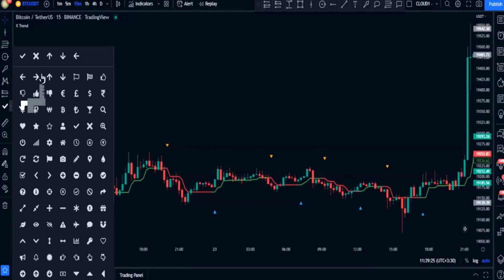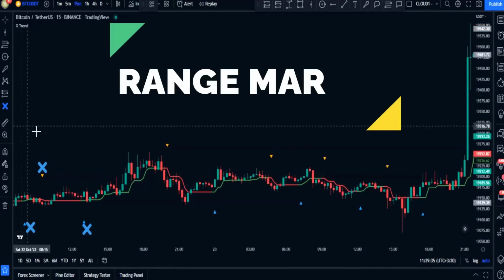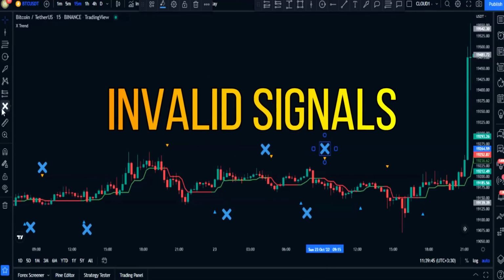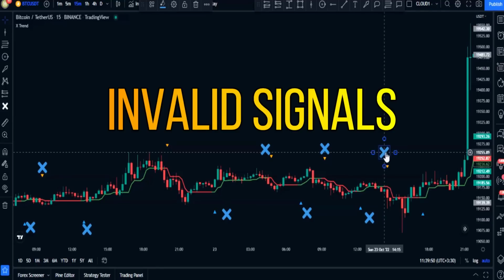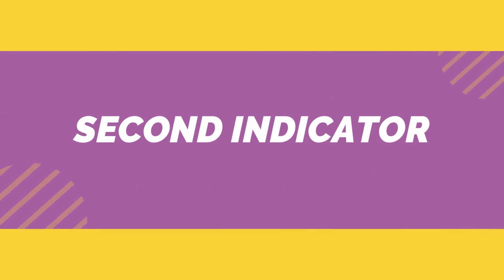This indicator is absolutely great, but just like most indicators, when the market is moving sideways, there are some fake signals. Look at this fake signal, but don't get me wrong, this indicator is great. We just need to filter out these fake signals. So let's add the second indicator to the chart.